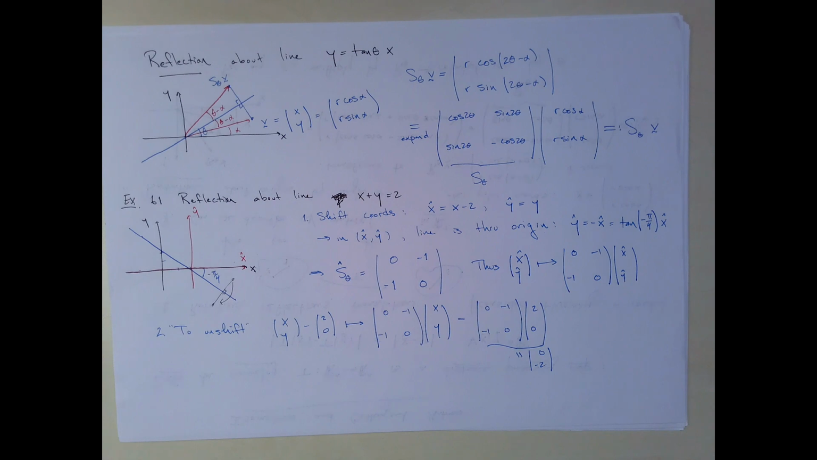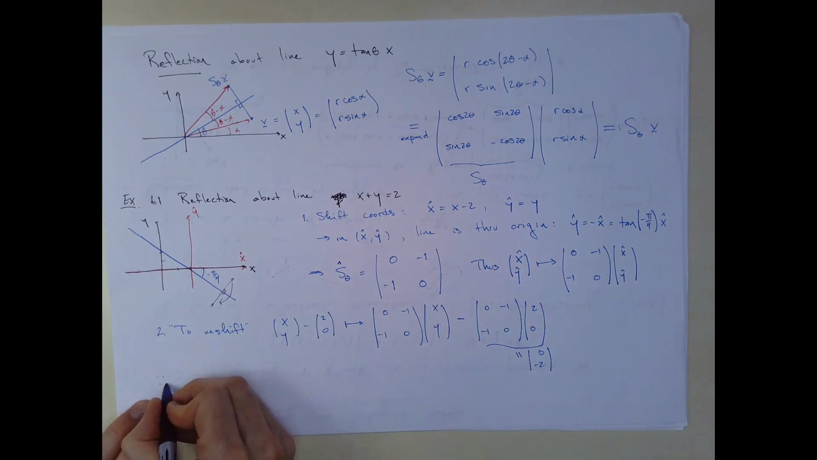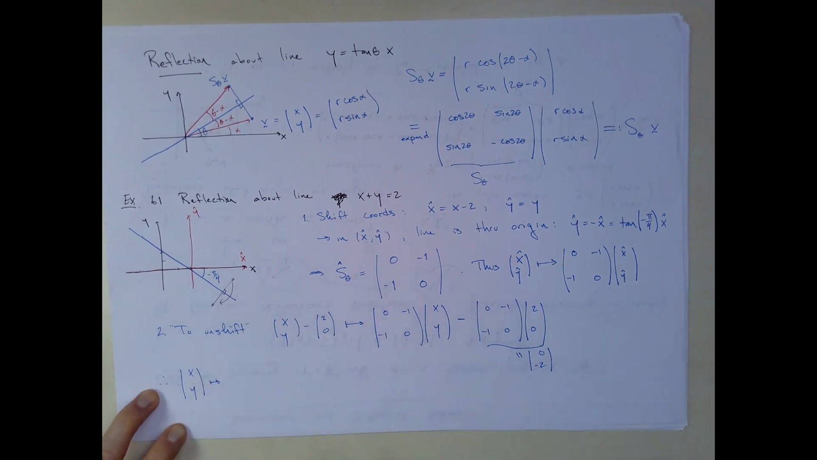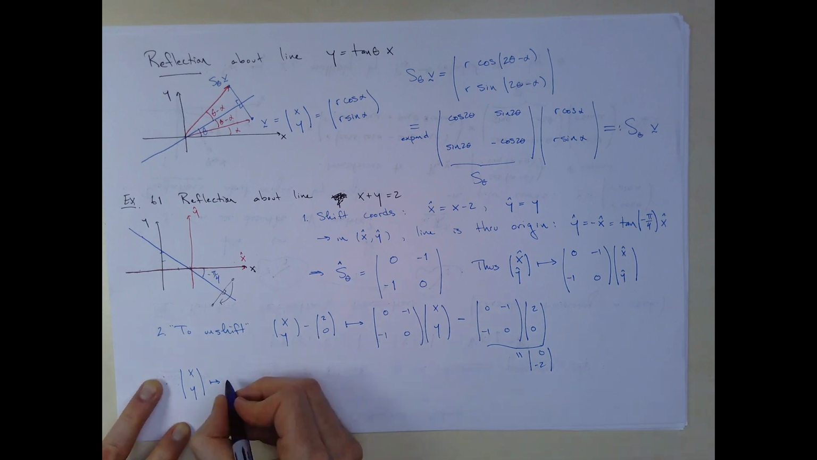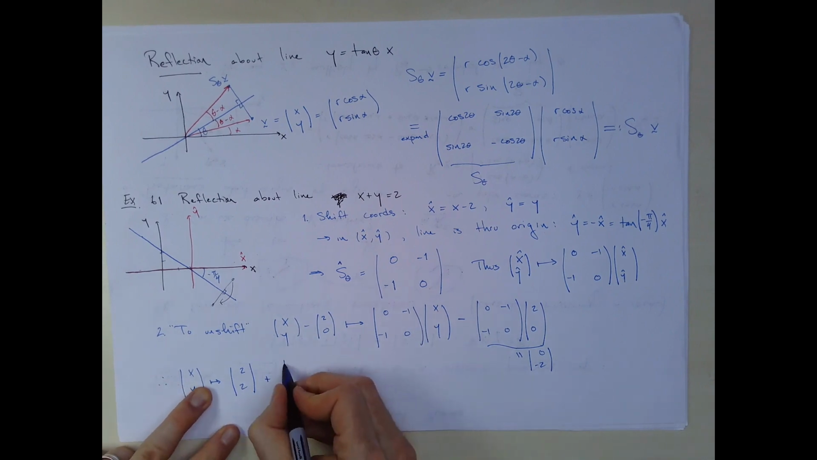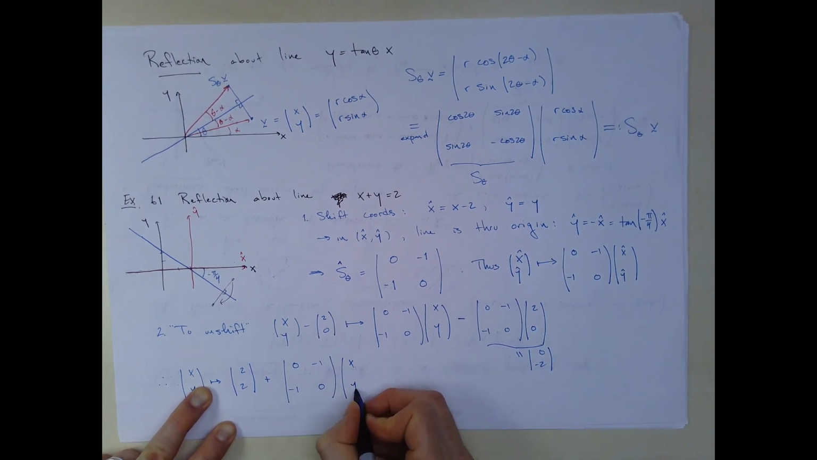And the last thing is that if (x, y) minus (2, 0) maps to this thing minus this thing, then (x, y) maps to all of that right-hand side plus (2, 0). So therefore (x, y) maps to, this is minus (0, minus 2), and I'm going to add (2, 0). And so that is the vector (2, 2) plus this matrix, 0, minus 1, minus 1, 0, times (x, y).